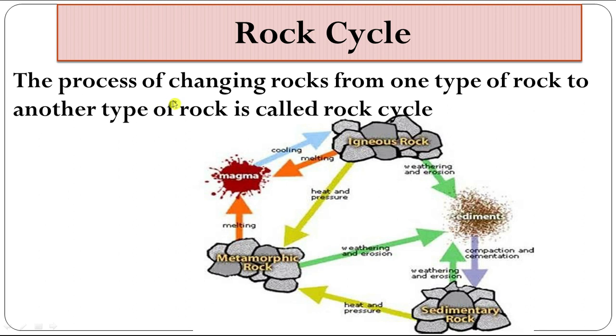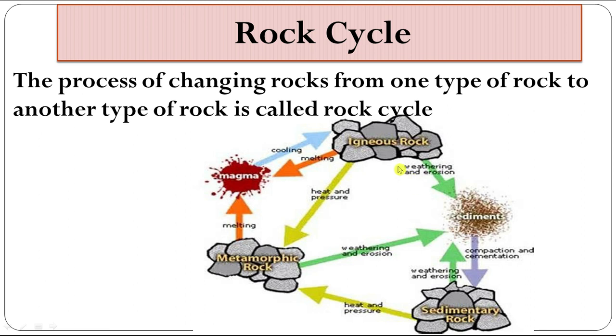The process of changing rocks from one type of rock to another type of rock is called the rock cycle. Like I have stated in the earlier part of this chapter, our earth is not stationary. Many changes occur in it continuously, and due to these changes the rocks get converted into another form or another type.